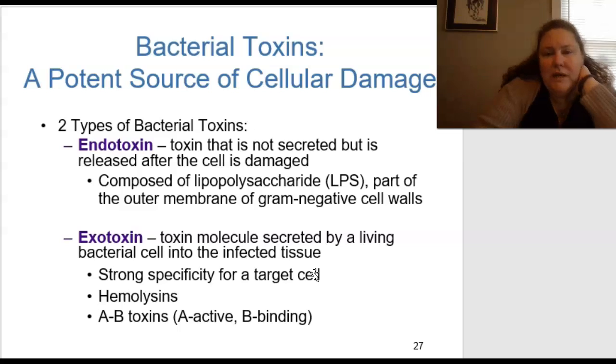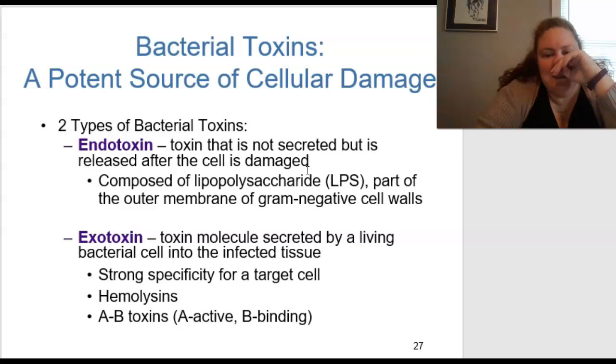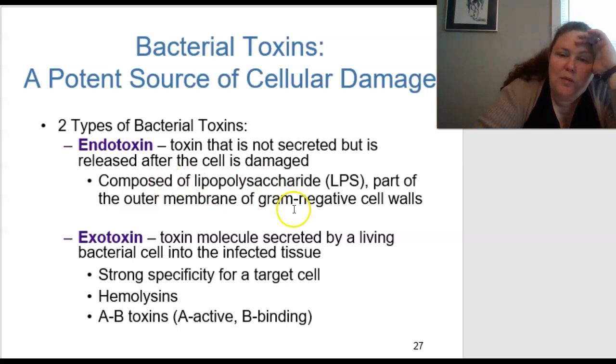What about talking about bacterial toxins? This is a potent source of cellular damage, okay? There are two different types of bacterial toxins. We have an endotoxin, which is not secreted, but is released after the cell is damaged. These are composed primarily of lipopolysaccharides, or LPSs, and this is part of the outer membrane in a gram-negative cell wall.